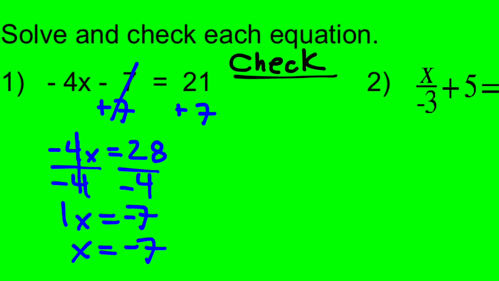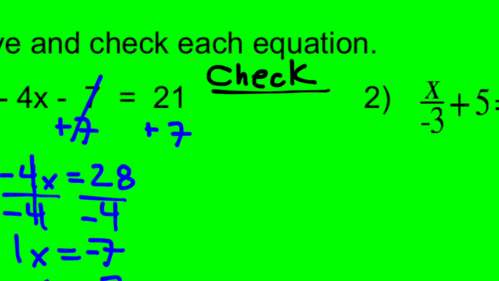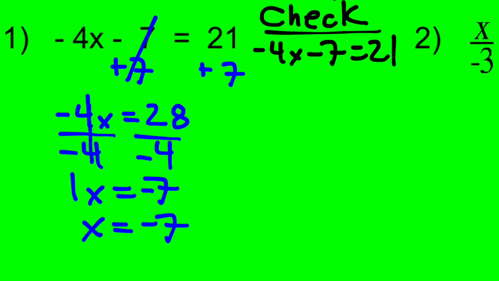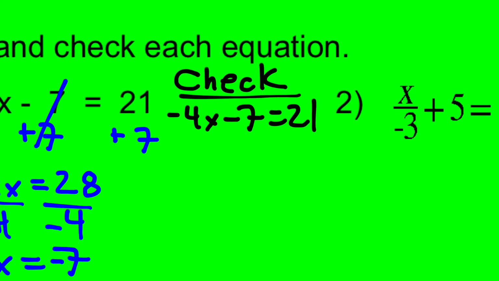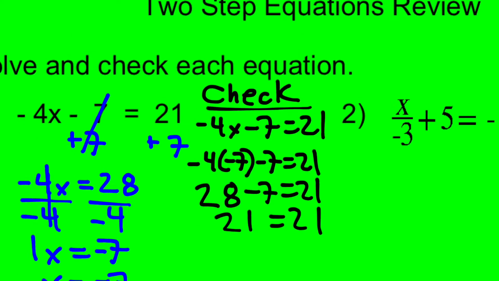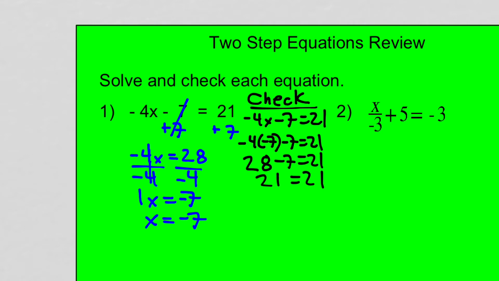For the check, I want to write down the original equation. Negative 4x minus 7 equals 21. I'm going to substitute in negative 7 for x. So this is negative 4 times negative 7 minus 7 equals 21. Negative 4 times negative 7 is positive 28. Minus 7 equals 21. 21 equals 21. Both sides of the equation are the same. We are good.